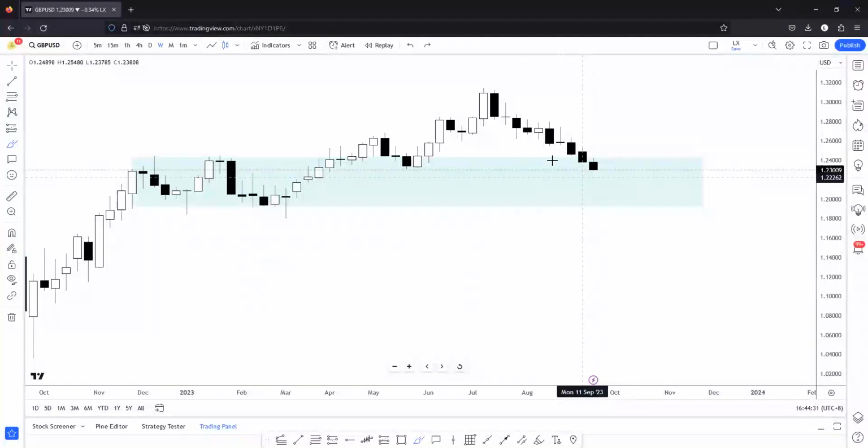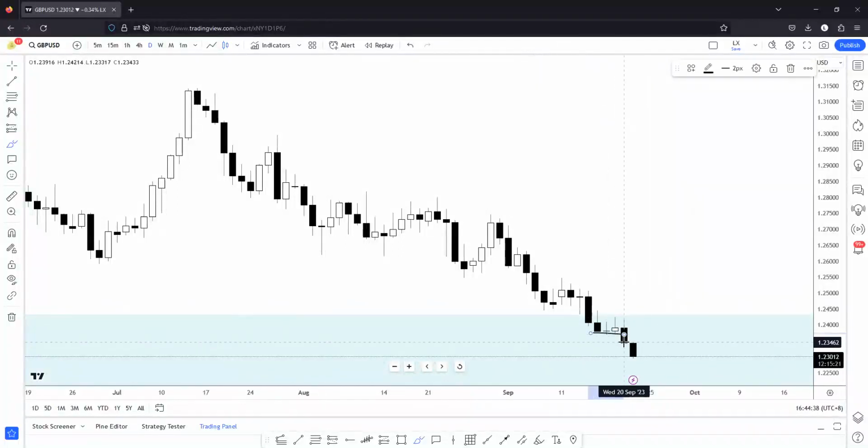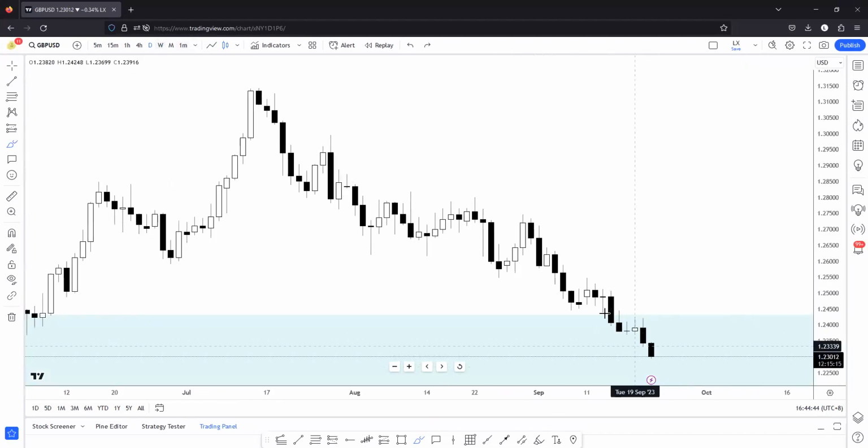Lower lows and lower highs to the downside, right? So on the weekly and monthly, still bearish. If we move down to the daily time frame, daily is bearish as well, right? So very clear lower lows and lower highs to the downside. So pound dollar, at least on the higher time frames, we went through all these time frames, and they're still bearish, just looking at the most recent price movement.